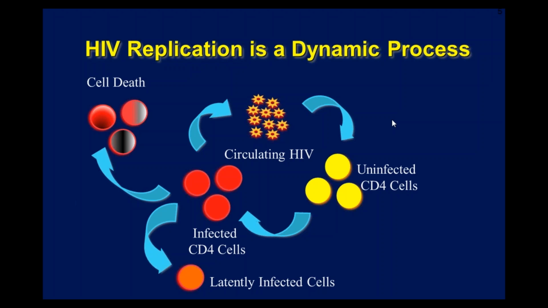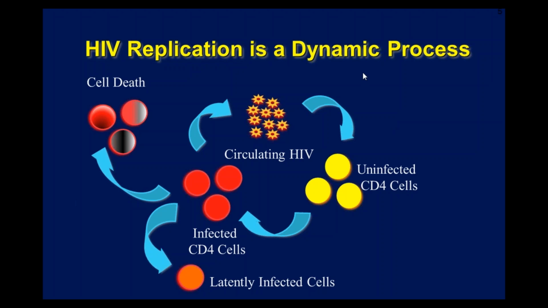because what happens is mutations accumulate, and as mutations accumulate, the virus changes, and as the virus changes, it can become less responsive to therapy. So HIV is a dynamic process, and I think that's a very important point to keep in mind.